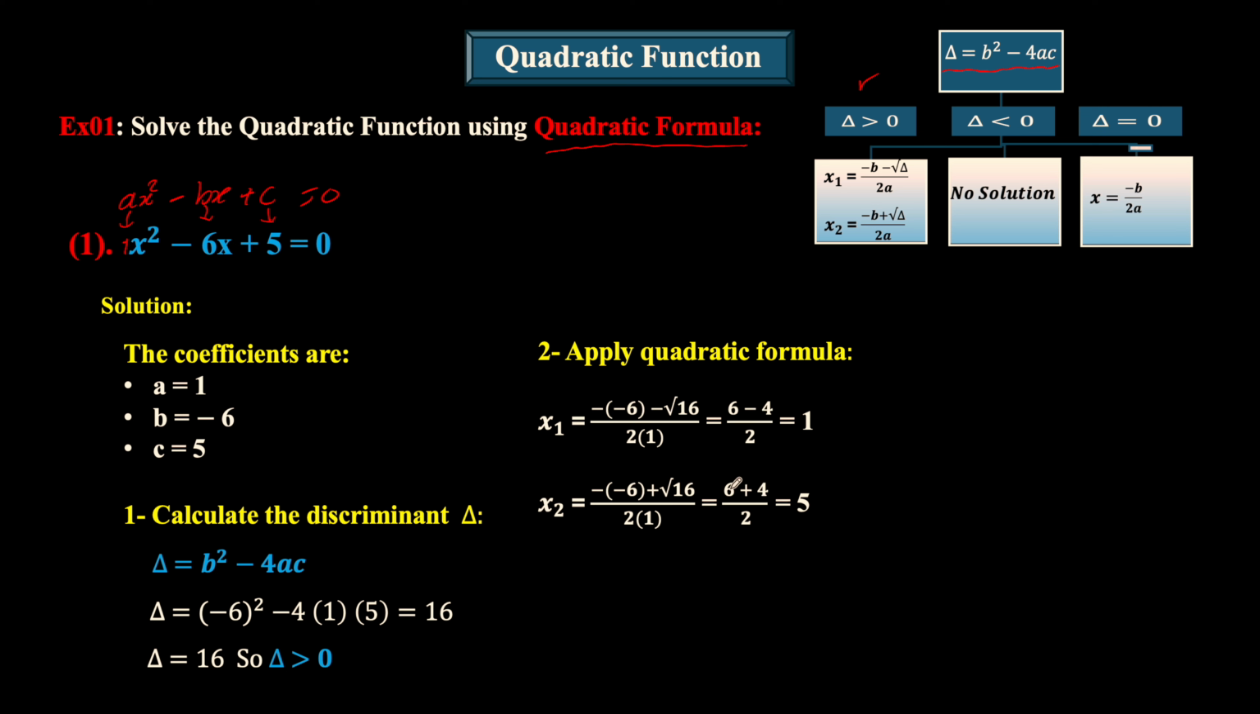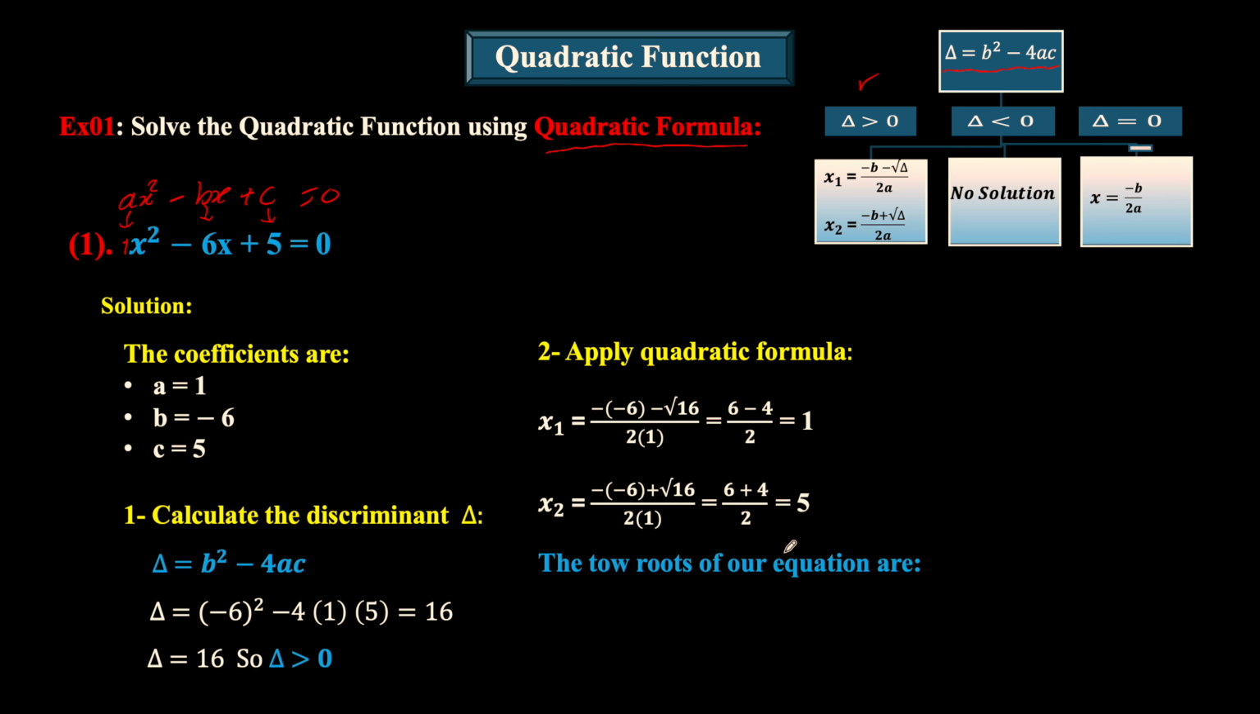Is equal to, now minus multiplied by minus is positive, so you get only 6 here. Then plus the square root of 16 is 4 over 2, okay? And this is equal to 5, because 6 plus 4 is 10. 10 over 2 is 5.